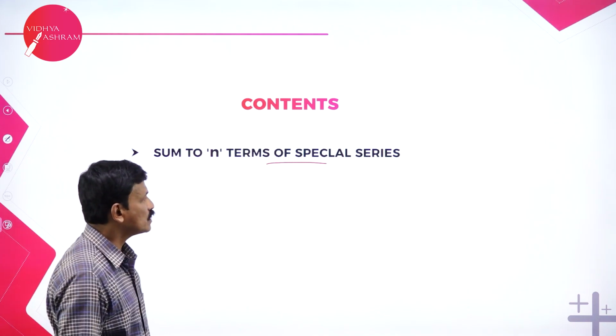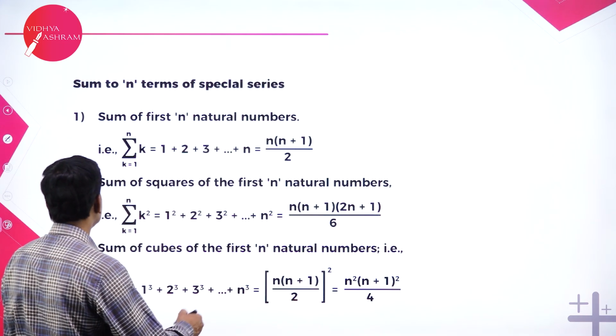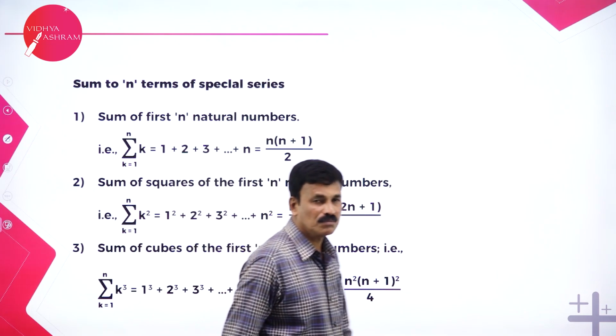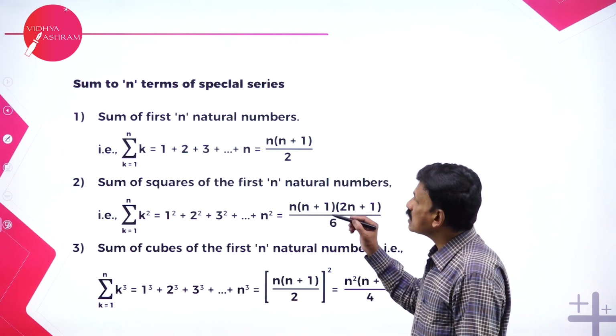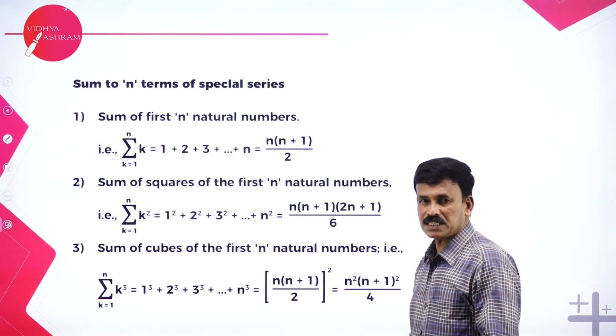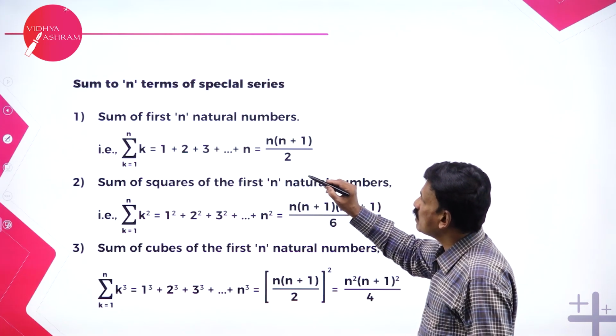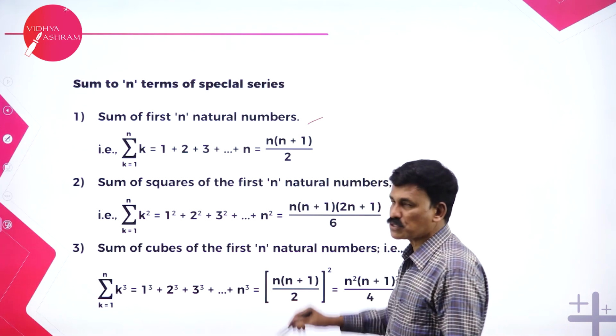Sum to n terms of a special series. Now what are these special series? You would have studied the sum of all natural numbers. So let us discuss sum to n terms of the special series: sum to n terms of square terms, cube terms and natural numbers. So the sum of the first n natural numbers, 1 plus 2 plus 3 etc.